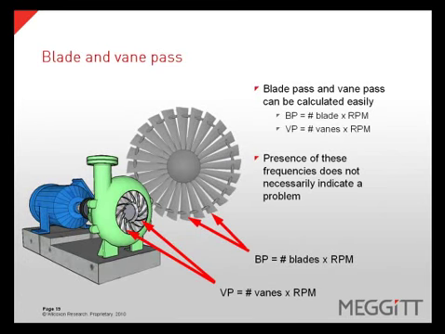Blade or vane pass frequencies can be easily calculated. Simply take the number of blades or vanes and multiply it by the running speed of the machine. The mere presence of these frequencies does not necessarily indicate there's a problem. However, changes in amplitude can be due to mechanical problems.